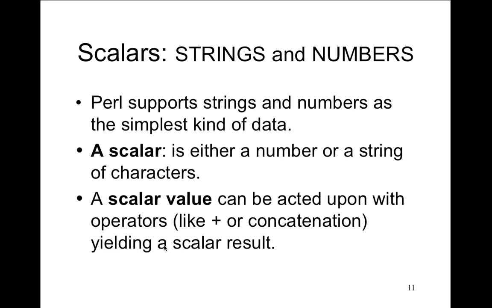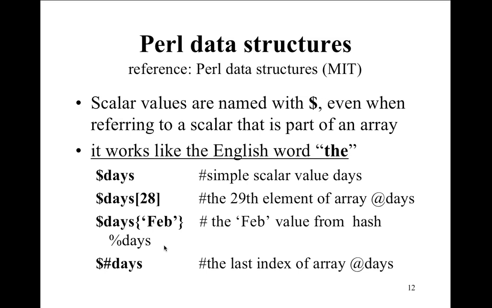So, scalars, strings and numbers. We actually kind of looked at this already in terms of the hello world. We saw scalars in a couple of different examples. Perl supports strings and numbers as the simplest kind of data. And we don't really care what kind of number it is or what the precision of the number is. A scalar is either a number or a string or a character. A scalar value can be acted upon with operators, like a plus operator or concatenation, yielding a scalar result. So we can take a string and add a number to it, and we get a string with a number on the end of it. We can take two numbers and add them together and get the result.